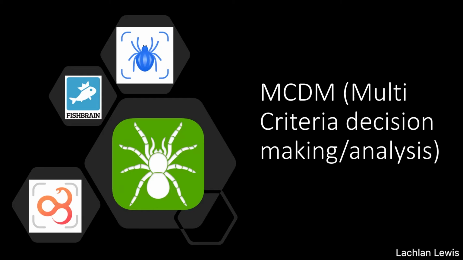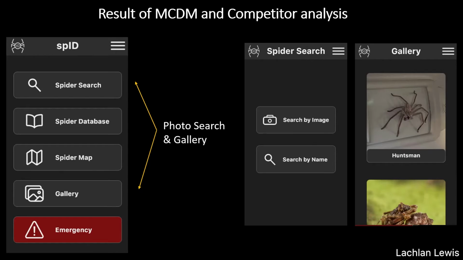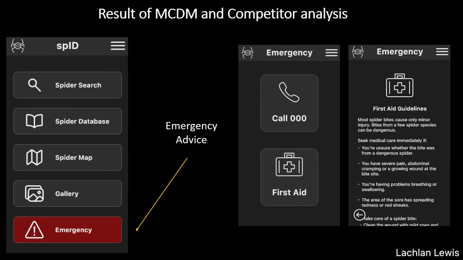The first point to develop was an image search function, as all the competing applications had this as their primary identification method. Off the back of the image detection was a gallery function to save said photos for later reference. The next was emergency advice for any incidents that have occurred with the spiders in question.